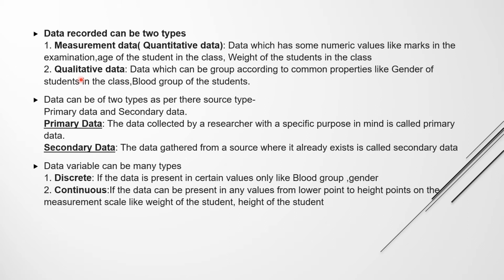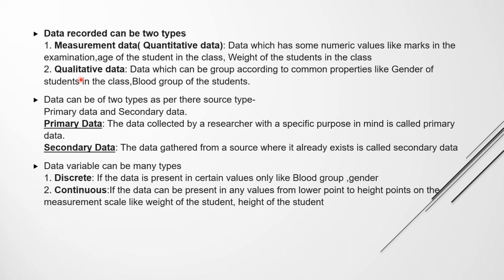Then it is known as primary data. And when we are talking about secondary data, the data already exists. Someone has already gathered that data and we are utilizing it for our purpose, that is known as secondary data. So on the basis of source type, data is of two types, primary as well as secondary.